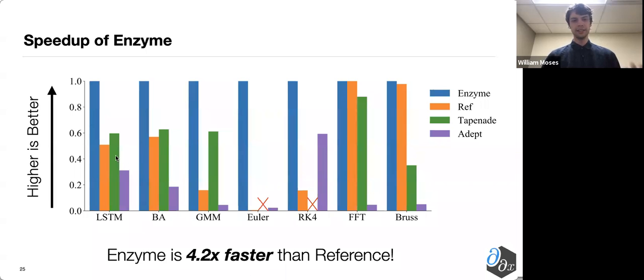Adept tends to be a little bit slower because, as I mentioned earlier, they have to store all the instructions and then dynamically go interpret what occurred there. You'll also note that there is an X on the Euler and RK4 test because these are both in C++ using the ODint library. And Tapenade, while a source writing tool, is able to be quite fast, but isn't able to handle C++, and thus doesn't work on these 2 cases.